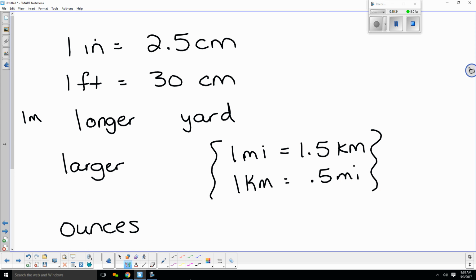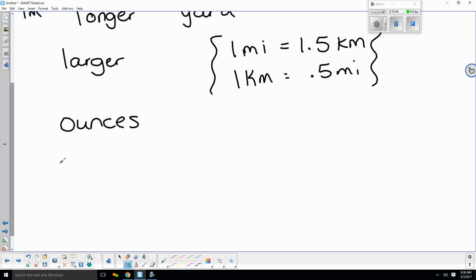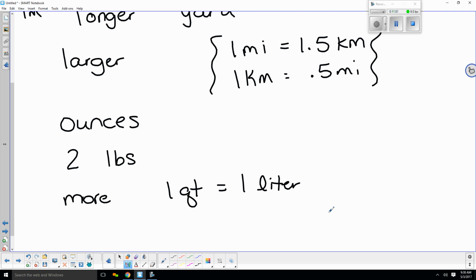A nickel has a mass of 5 grams. Remember that because a nickel is 5, just in case that shows up. 1 kilogram is a little more than 2 pounds. 1 quart is a little more than 1 liter, but we just say they're pretty equivalent. 1 quart is 1 liter. And 1 liter is a little less than 1 quart. Okay.